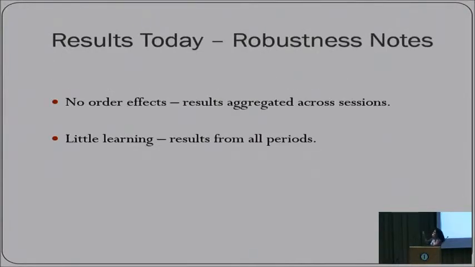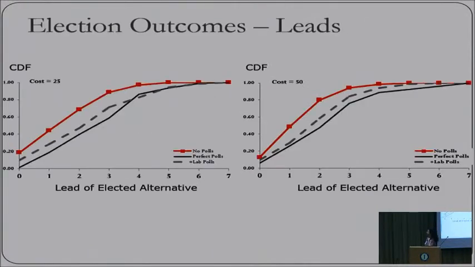All right, so some robustness notes on how I'll describe the results. There were no order effects in terms of the cost, so the results are going to be aggregated across these. There is little learning, so I'm going to show you results from all the periods aggregated. If it were a longer talk, I would give you more details on this, and we can check whether there's learning or not, which is sort of interesting in these settings.